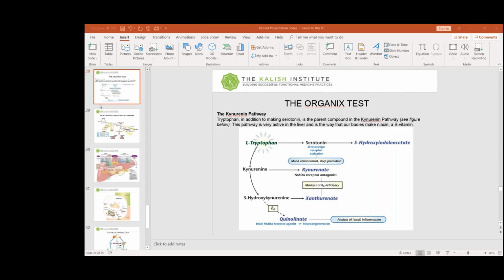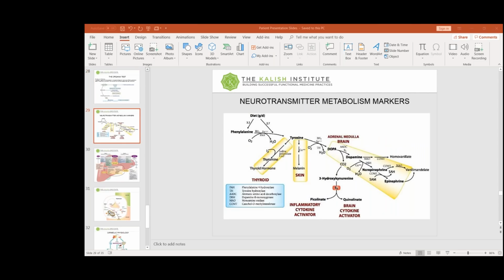Here, let's see. You see where there's tyrosine that goes to dopa, then dopamine. So dopa or L-Dopa, you can give to patients in a non-prescription form. It's called mucuna. Most of the companies have a product with mucuna in it, and it converts beautifully down into dopamine, norepinephrine, and epinephrine. It's very effective. Again, it's probably my second favorite supplement of all time, and I use it quite a bit.